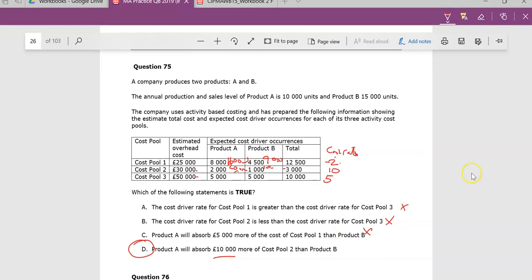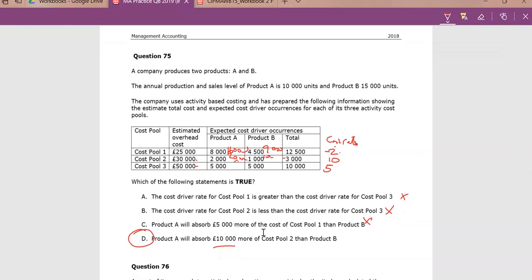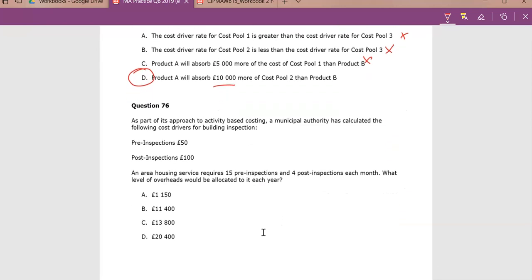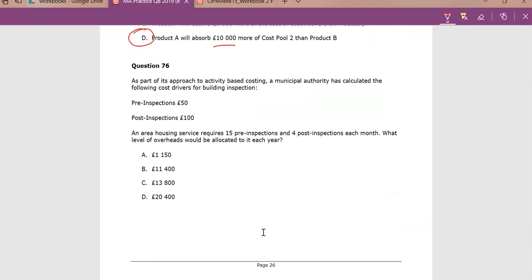Okay, 76, we're going to do 76 to 80. And let's carry on. We have here question 76. It says, as part of its approach to ABC, they have calculated their cost driver rates. For each pre-inspection it's £50, for post-inspection it's £100. We literally have to just allocate.